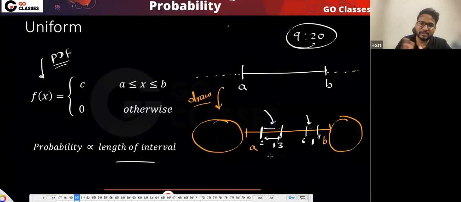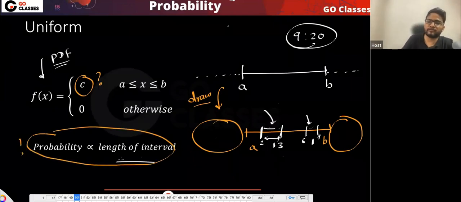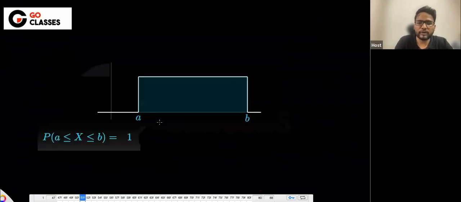So there are one or two things that we need to see. First thing, what is the value of C? Another thing we need to see is why I'm saying that probability is directly proportional to the length of the interval. So let's do it step by step. First, what is the value of C? How to calculate the value of C?